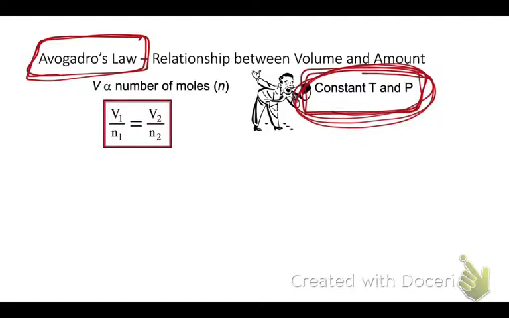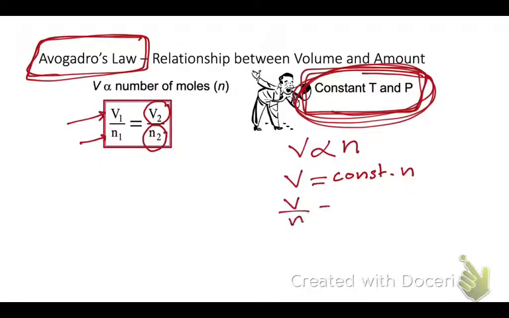And why is that important? It means what happens to the moles happens to the volume. If I increase the volume, I will increase the moles, right? Because it is a direct relationship between volume and number of moles, which means volume equals a constant times n, which means V over n equals constant. To keep this ratio constant, if I increase the volume, I will increase the moles. And if I decrease the moles, I will decrease the volume, and so on.